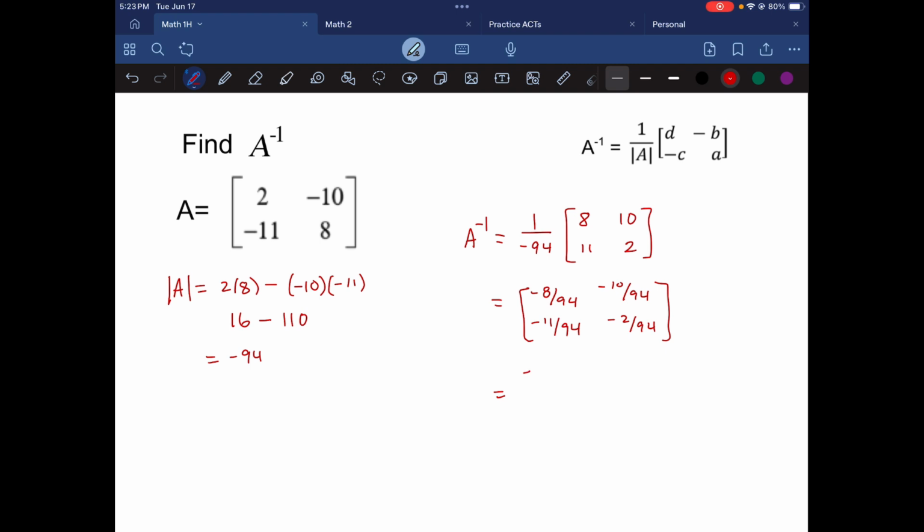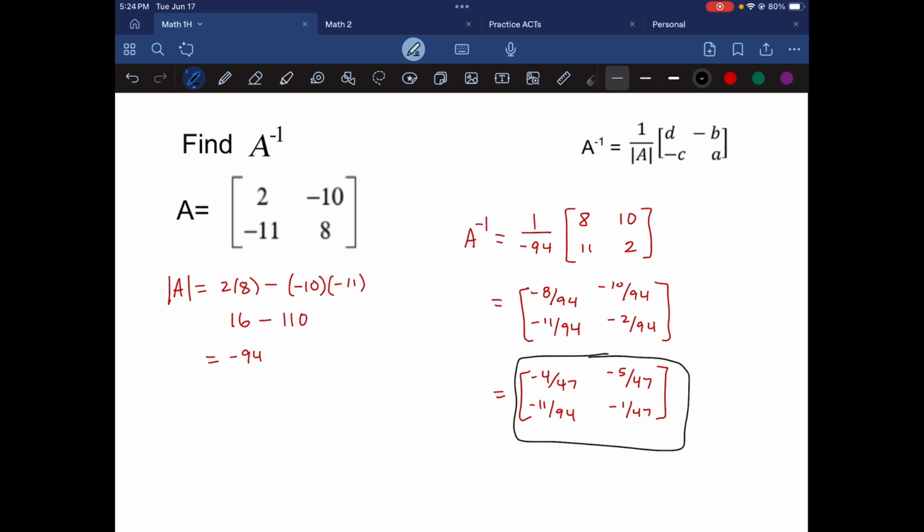This will become -4 divided by 47. This will become -5 over 47, -11 over 94, and -1 over 47. Okay, not gonna lie, that one was kind of gross. I sincerely apologize. But there you go. That would be your final answer. And I'm sorry that that one turned into a gross fraction.